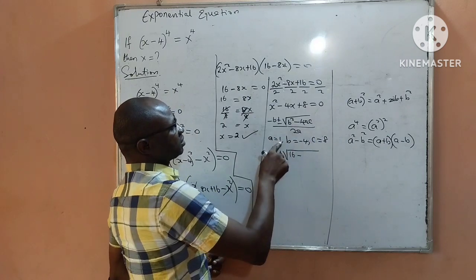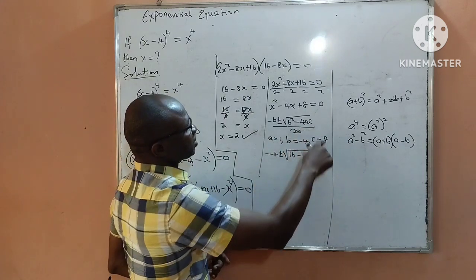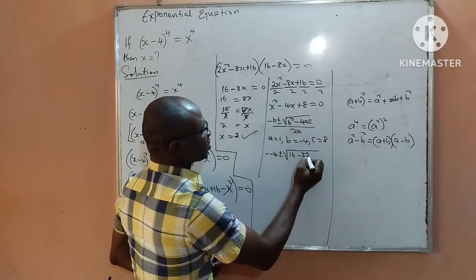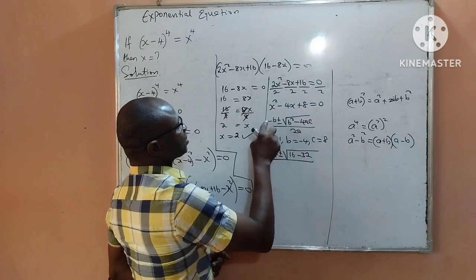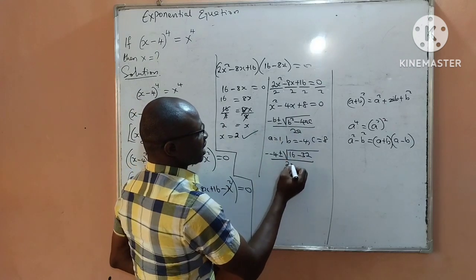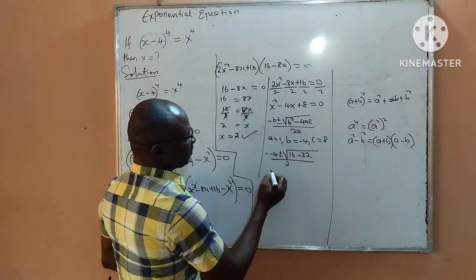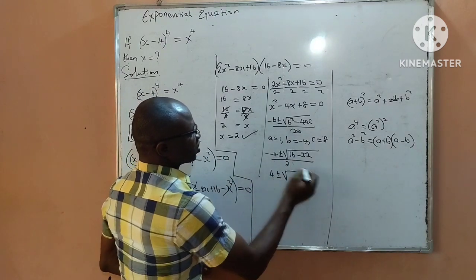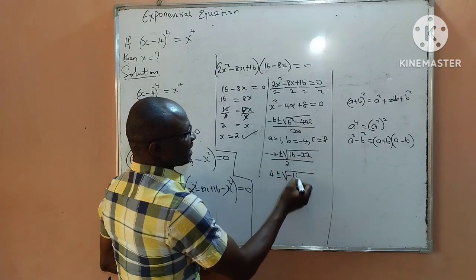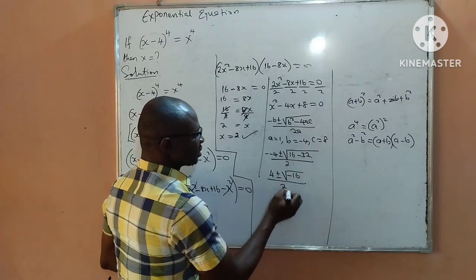4 times 1 is 4, times 8 is 32. So that is minus 32, all over 2 times 1, which is 2. Minus minus will give me 4 plus or minus the square root of 16 minus 32, which will give me minus 16, all over 2.